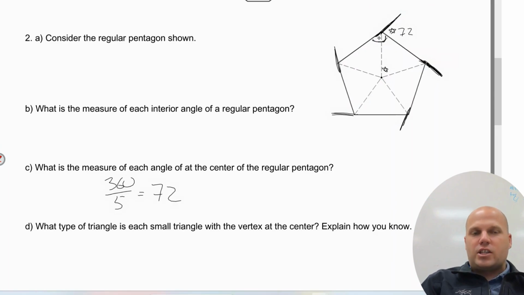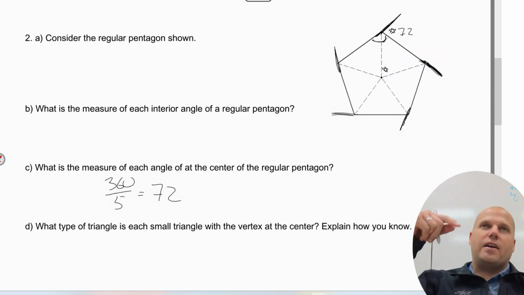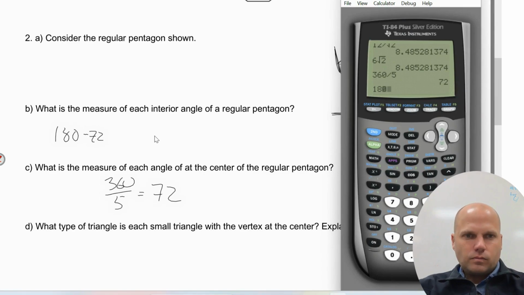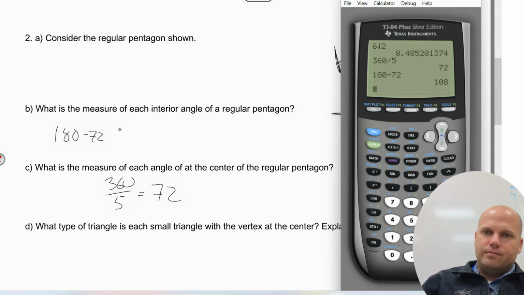If this is 72, that means this is 72. Watch this. If you know the exterior angle, now you know the interior angle without having to do that much extra work. For example, you could have just done 180 minus 72. And boom, you got 108. That must be each interior.